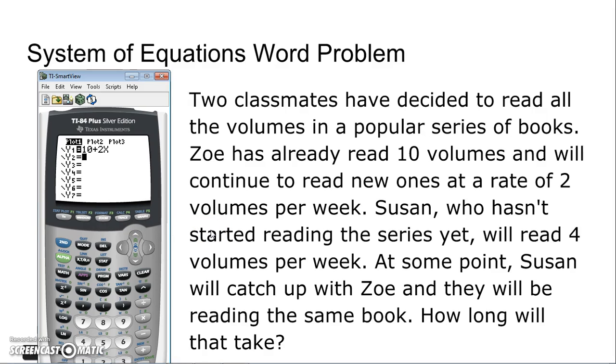Let's arrow down, let's do Susan, and I'm typing this into the calculator here. Susan, who hasn't started reading the series yet, so she has read 0 books, plus she's reading them faster. She's reading 4 books per week. So there's my 2 equations. You don't have to have that 0 there if you don't want to, but I typed it in so you could see it.